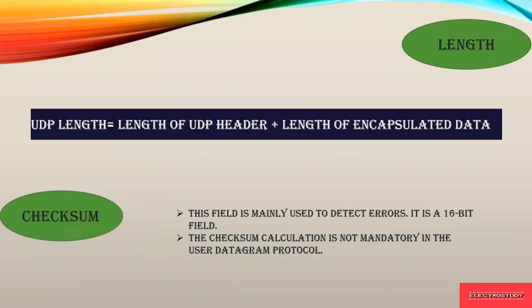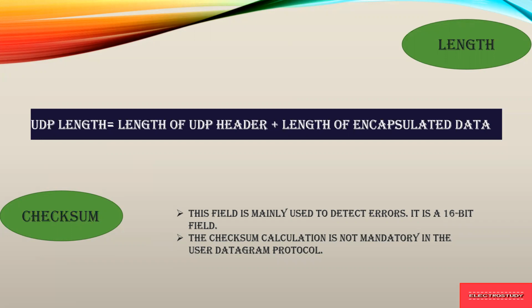Next is length. Length is also a 16-bit field, and it is an optional field. It represents the entire length of the UDP packet, not only the actual data. Along with the header, it gives you the entire length of the UDP packet.